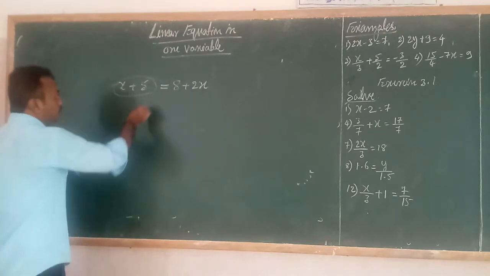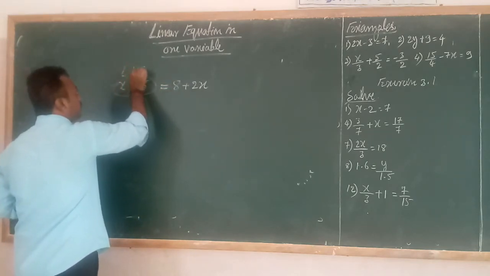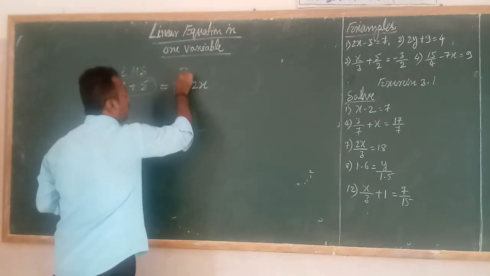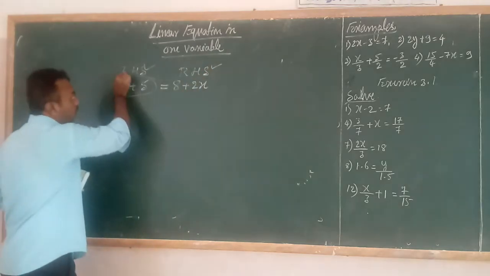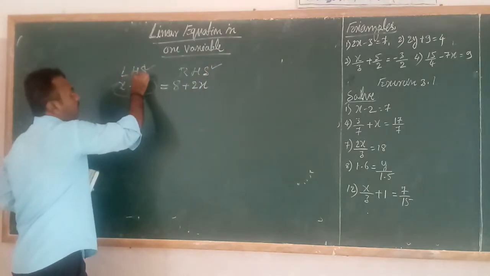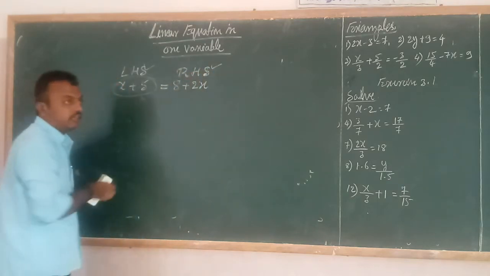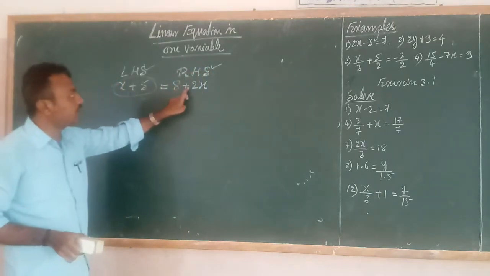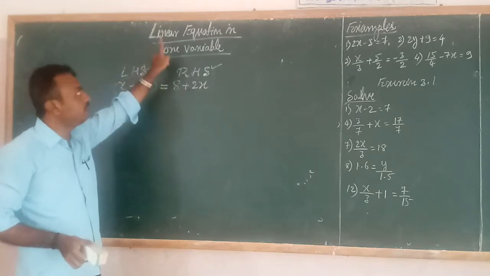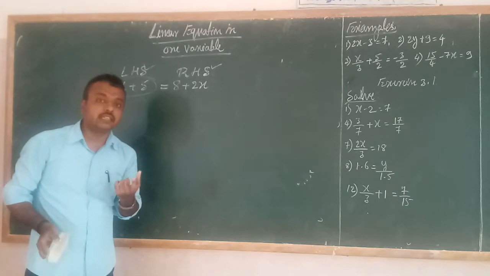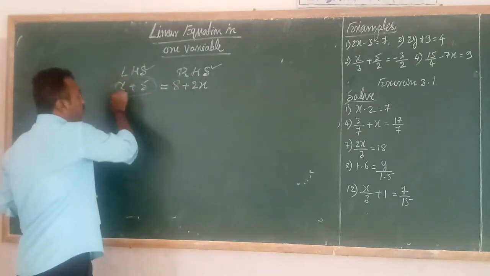See students, about the equals sign, the left side we call the LHS side, and the right side we call the RHS side. So what do you mean by LHS and RHS? We know that LHS means left hand side and RHS means right hand side. When the LHS and the RHS are equal, it becomes an equation, which is called a linear equation in one variable. One variable means only one variable.